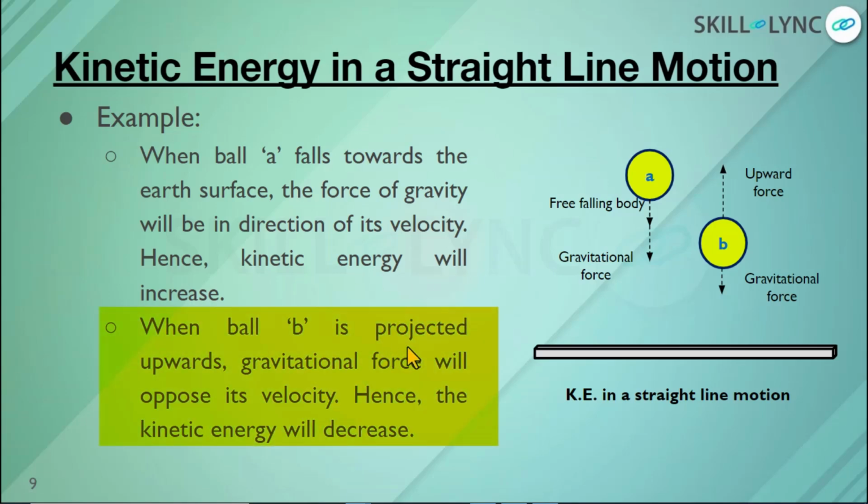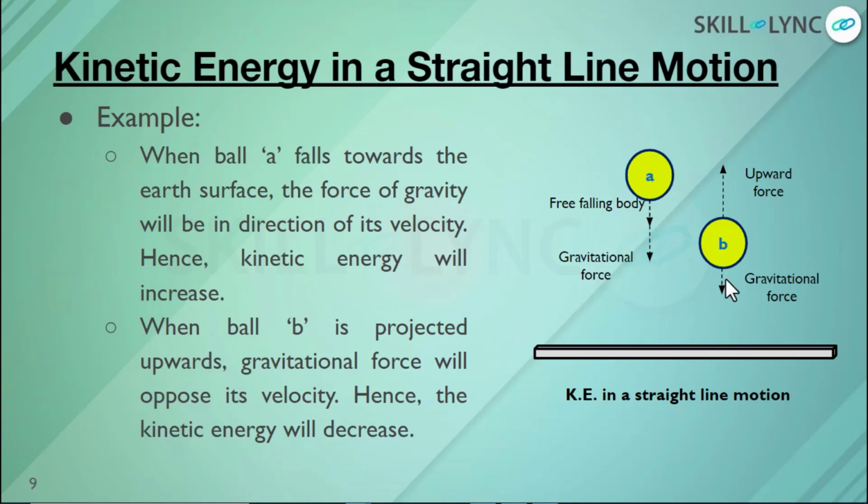Similarly, when ball B is projected upwards, the gravitational force will oppose its velocity. Hence, the kinetic energy will decrease. Let's see this in the figure. This is ball B, and when ball B is thrown upwards, there will be an upward force acting on the ball, making it move towards the sky, whereas the gravitational force will pull the ball downwards.